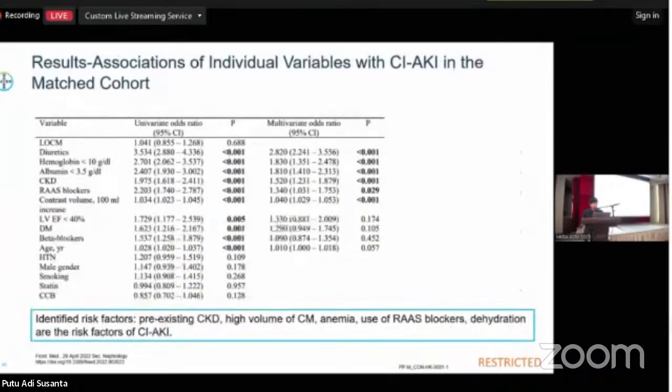And there are several factors identified in this cohort, including pre-existing chronic kidney disease, high volume of contrast, anemia, use of RAS blockers, and dehydration. These factors are also identified in several studies and are mentioned in the ACR guidelines.